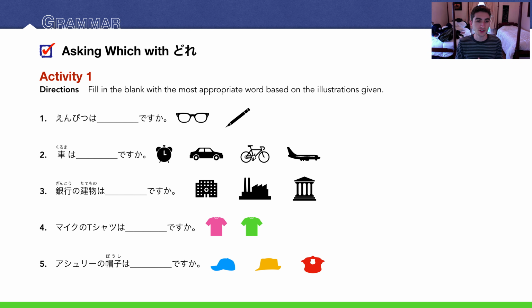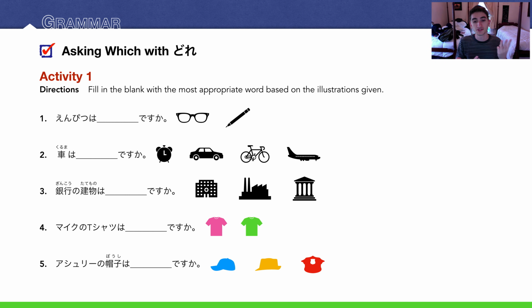Number 3, 銀行の建物はですか? All right, there's 3 items here. Again, 3 or more is どれ. 銀行の建物はどれですか? And it's that third one, right? Number 4, マイクの T シャツはですか? There's only 2 t-shirts presented here of different colors, so you would usually use どっち. Alright? マイクの T シャツはどっちですか?